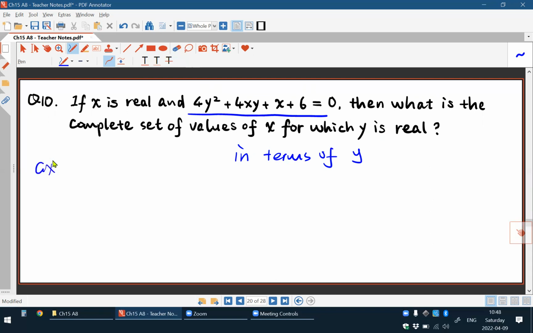So for any quadratic equation, for example, let's say in terms of y, under what conditions does this equation have real solutions? B squared minus 4ac. You need to consider the discriminant, right? Yeah. Okay, so back to this question, what is the discriminant here? What is delta?